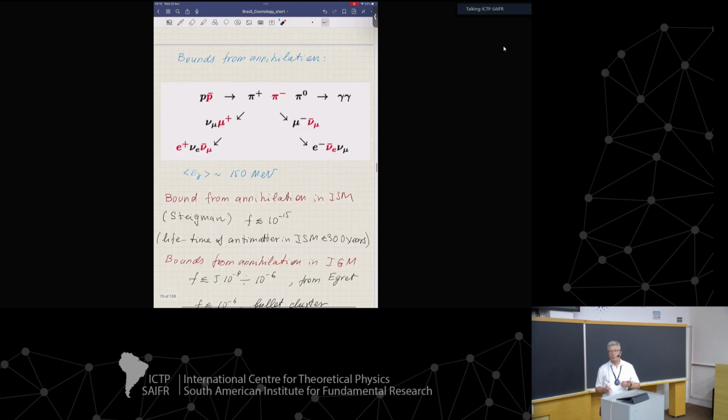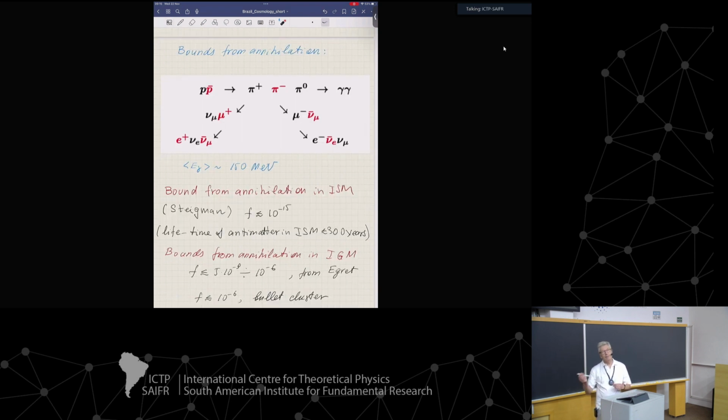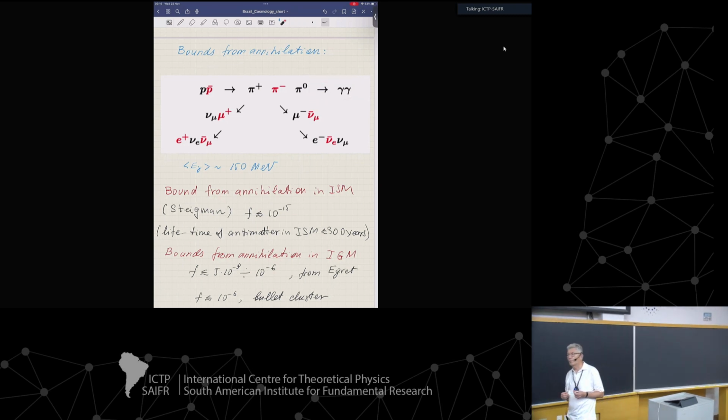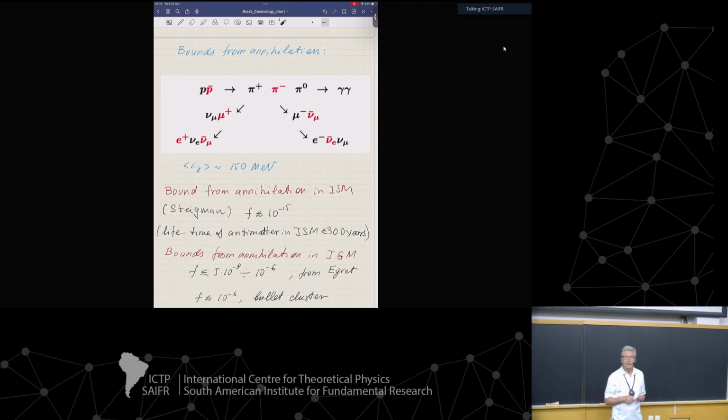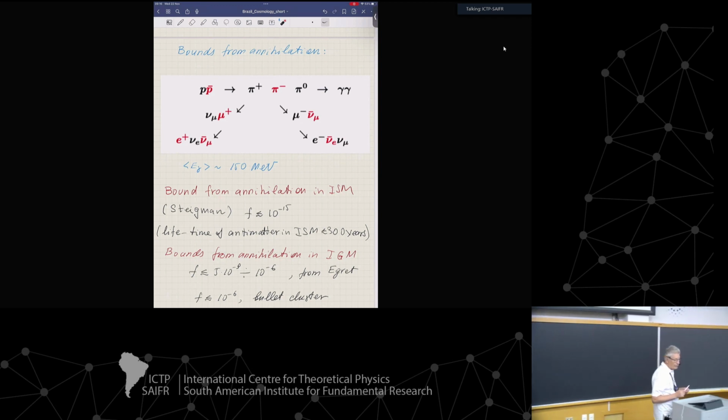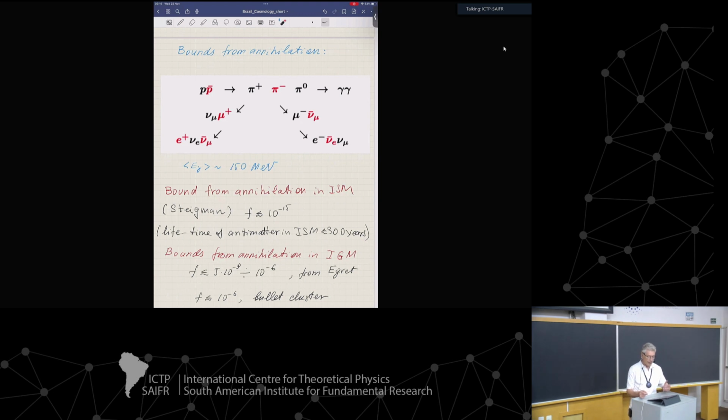There are also bounds from annihilations. As I said, if you have antiprotons around, then they will meet protons at some stage. Proton-antiproton annihilation would produce a bunch of pi mesons, and at the end of the day you will get gamma quanta with a spectrum which you can compute, and then you can look for this type of spectrum. The average energy of gamma quanta in this case will be around 100 MeV.